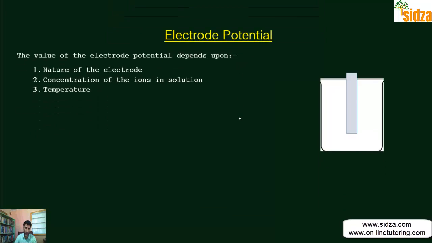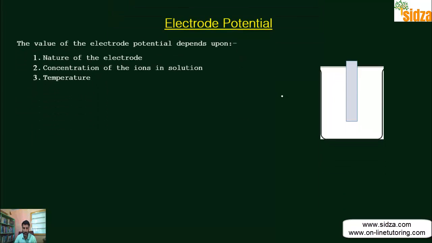Now, what are the factors on which this electrode potential will depend? There are three main important factors on which the electrode potential depends. Suppose we have here the zinc rod and we connect it in a solution of zinc sulfate, right? So we have here a zinc sulfate solution.